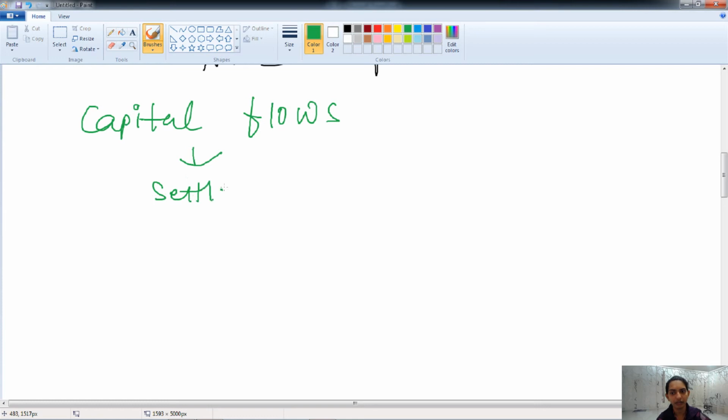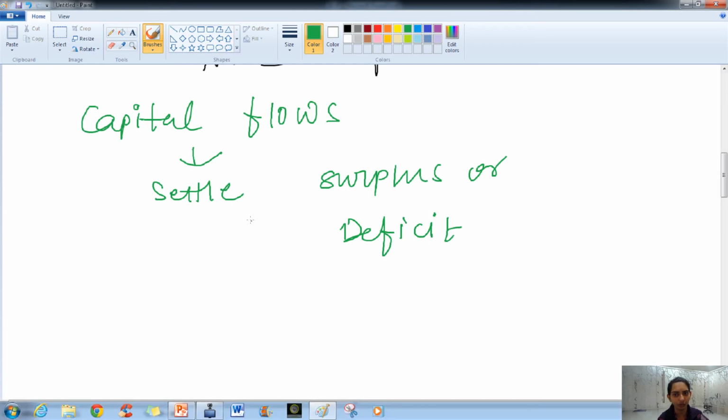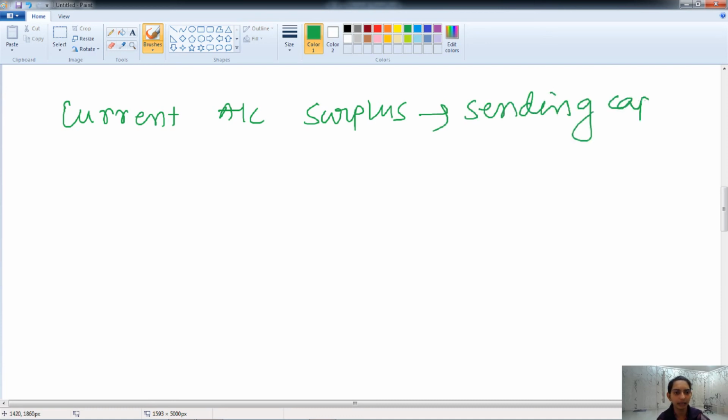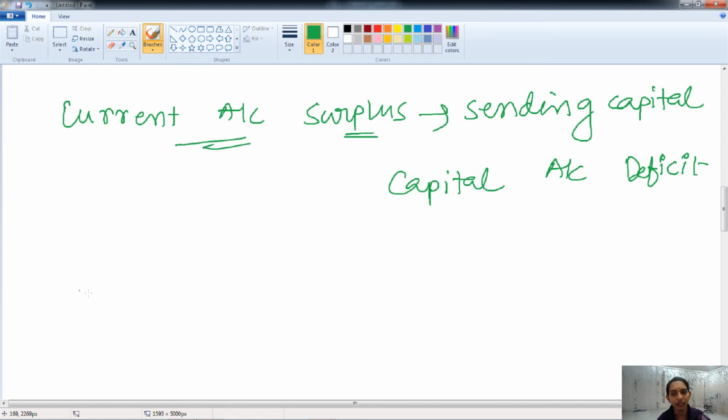are required to settle the surplus or the deficit that is in the current account, the balance on current account. Let's say we have a current account surplus. That is a favorable situation for the current account of BOP. So if the country has a current account surplus, then it is sending capital outside the country, and in these cases the country has a capital account deficit, and therefore it has to send capital outside. So the deficit of the capital account is removed from the current account surplus.